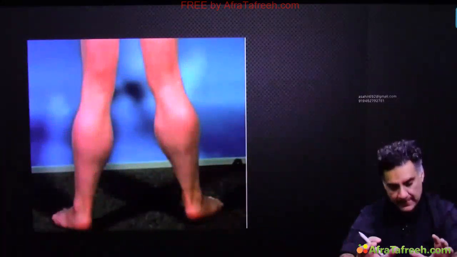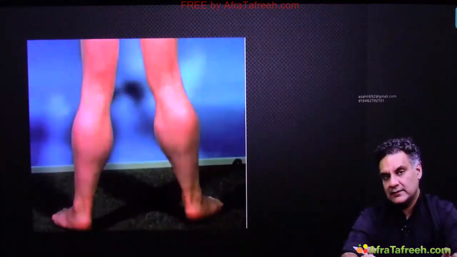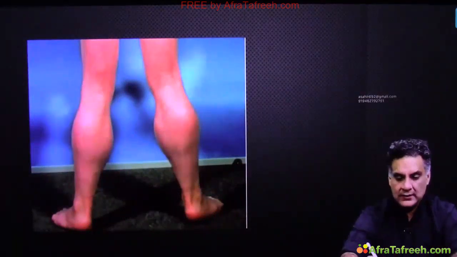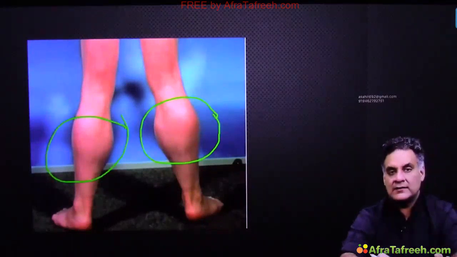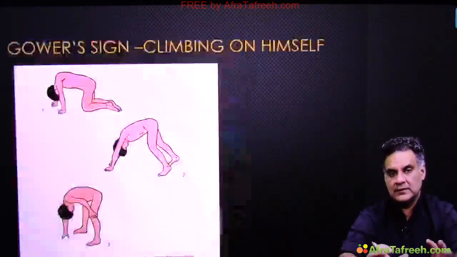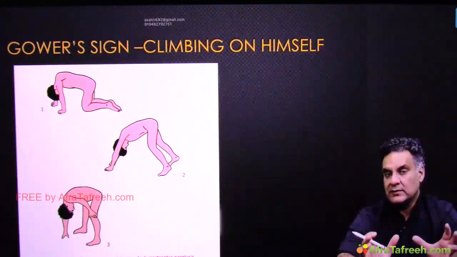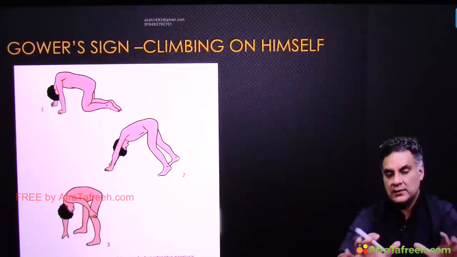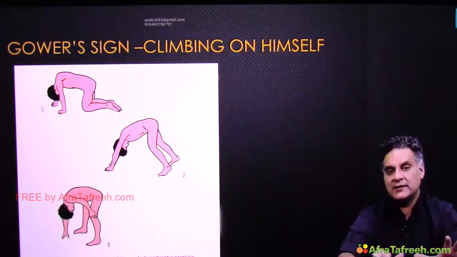If you classically look at this child and you have a spot diagnosis, there appears to be a thickened calf. This is called pseudo-hypertrophy of the calf. This is seen in a condition in which your proximal muscles are weak and you have to take support of your body to climb up, called Gowers' sign.